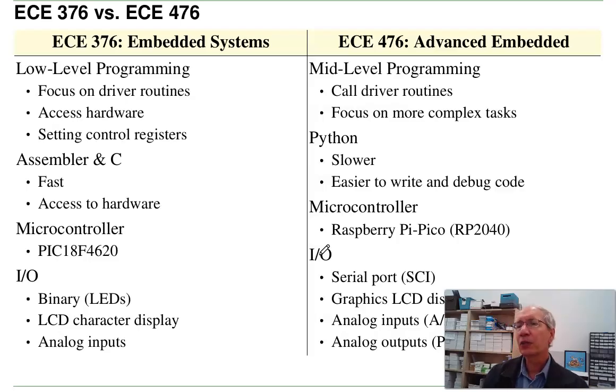The microcontroller we're using is different. We're going to be using a Raspberry Pi Pico. It's a processor that came out in 2021. The W version that we're using came out in 2023, so it's a fairly new microcontroller. There's not a whole lot of software written for it out there yet. And in terms of inputs and outputs, we'll be doing serial, a graphics display, touchscreen, analog inputs, and analog outputs.